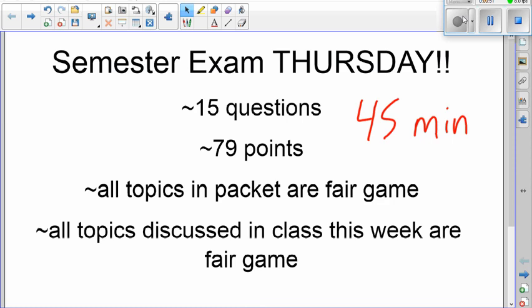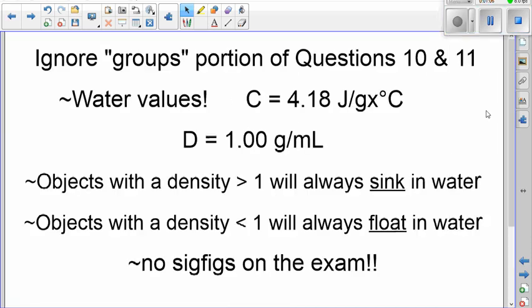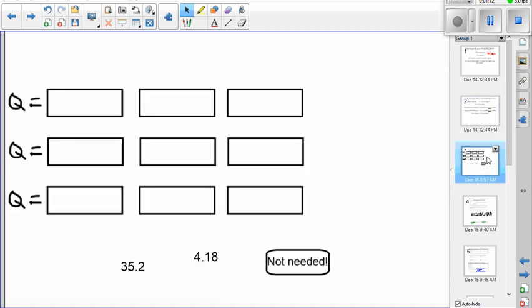Now, I didn't use any of the packet questions on the test by any means, but there will be some that are a little similar, so it could help. Well, 4.18, 2260, all that good stuff. Things we talked about in class this week, stuff like water values, when does something sink, when does it float, no sig figs, all that good stuff. Let me remind you guys of a couple of things.